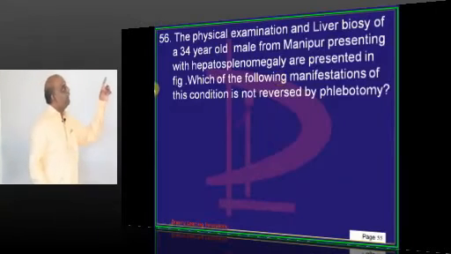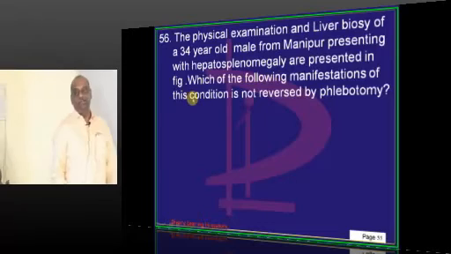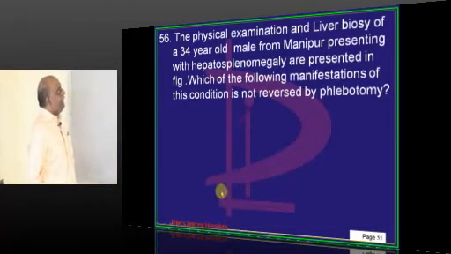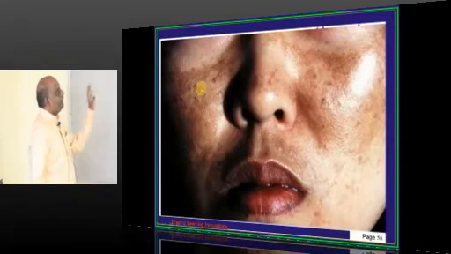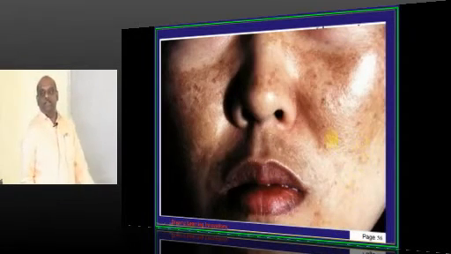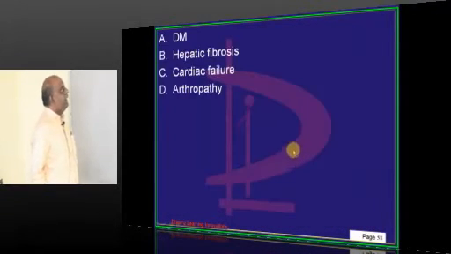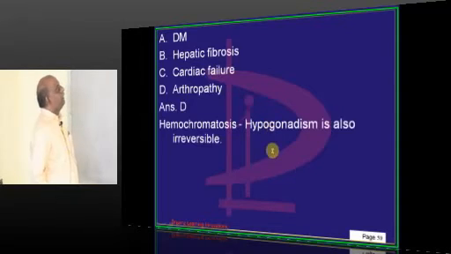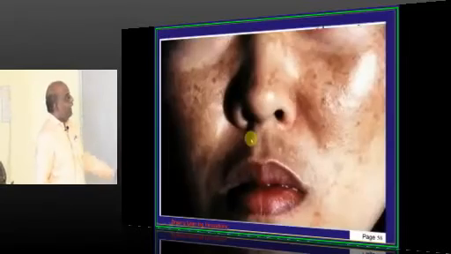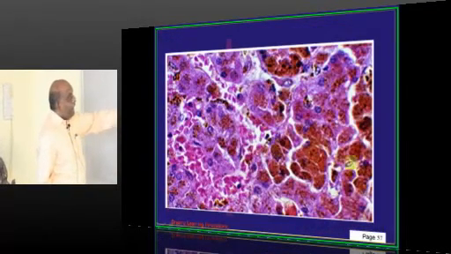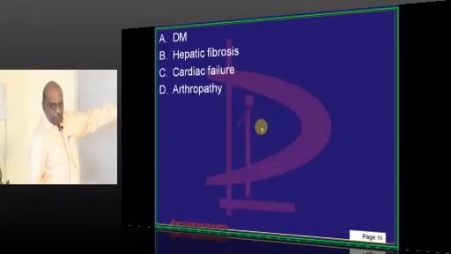Now doctor, liver biopsy of a 34-year-old from Manipur, hepatosplenomegaly is there, and what do you observe on his face? Pigmentation, right? Then what is the possibility where hepatosplenomegaly along with iron deposition diffusely in the liver is seen? Hemochromatosis.